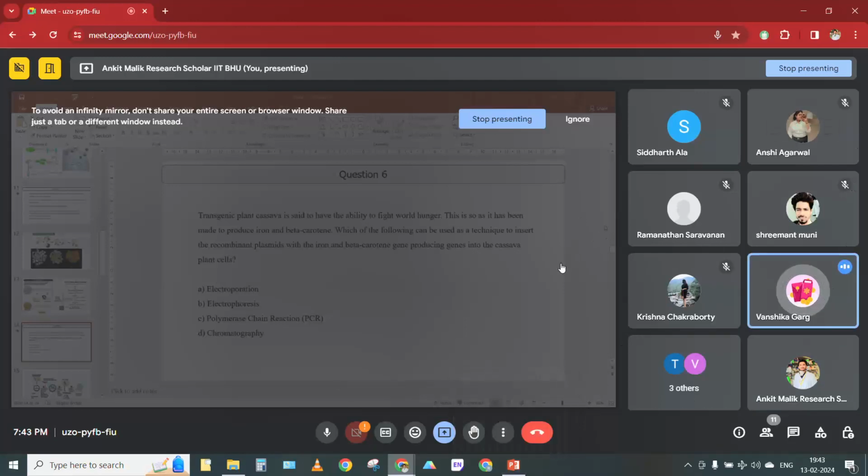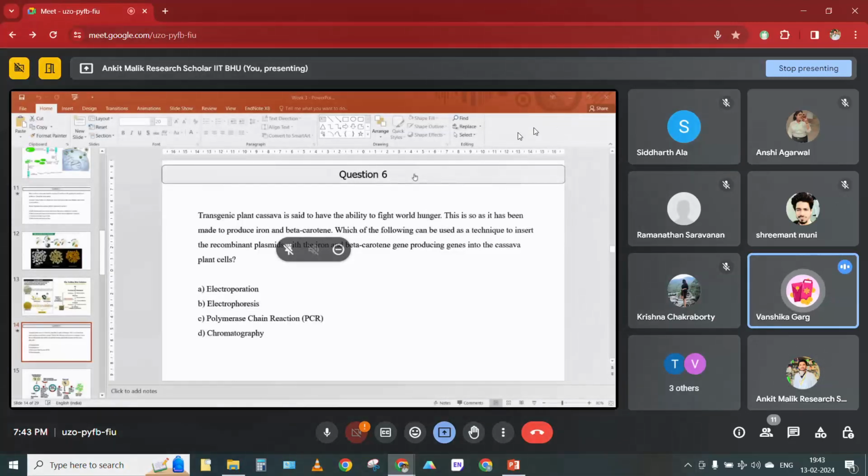Yes, sir. Actually, electroporation is a technique in which we use electric pulses to create holes in the cell membrane, and it allows the foreign gene or protein to actually enter the cell. So, if we want to insert the recombinant plasmids with iron and beta carotene gene producing, then we can use this technique.